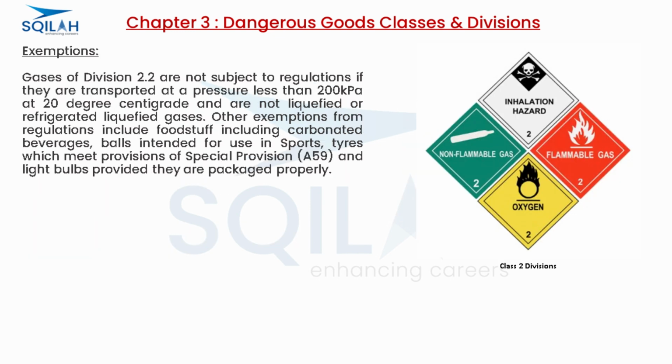Exemptions. Gases of Division 2.2 are not subject to regulations if they are transported at a pressure less than 200 kilopascals at 20 degrees centigrade and are not liquefied or refrigerated liquefied gases. Other exemptions from regulations include foodstuff including carbonated beverages, balls intended for use in sports, tires which meet provisions of Special Provision A59, and light bulbs provided they are packaged properly.